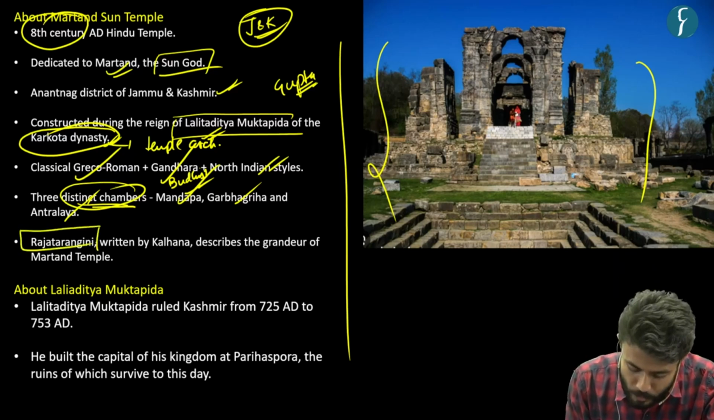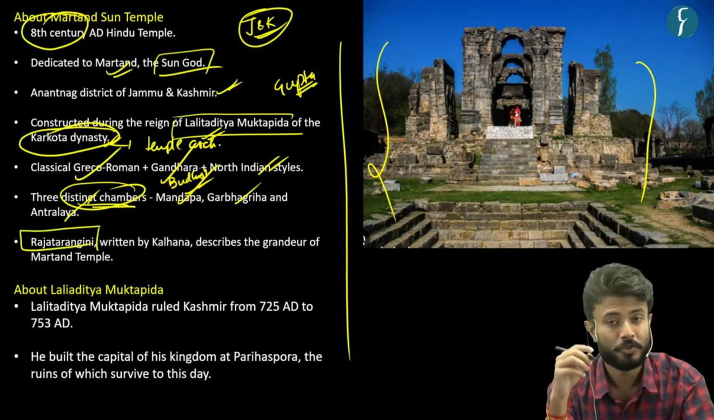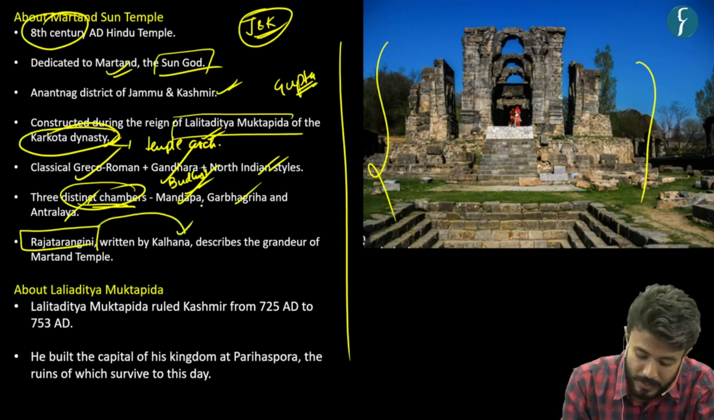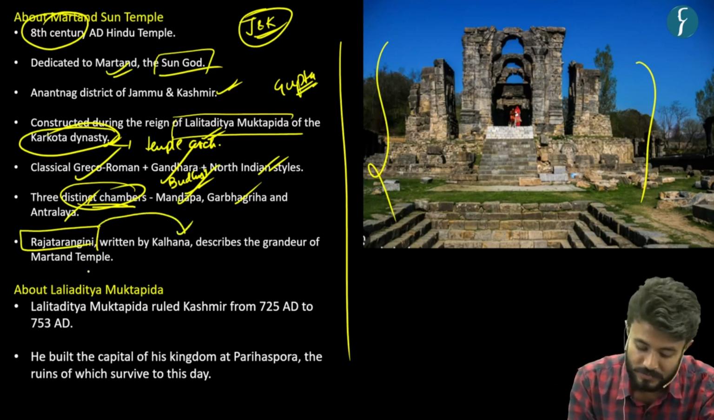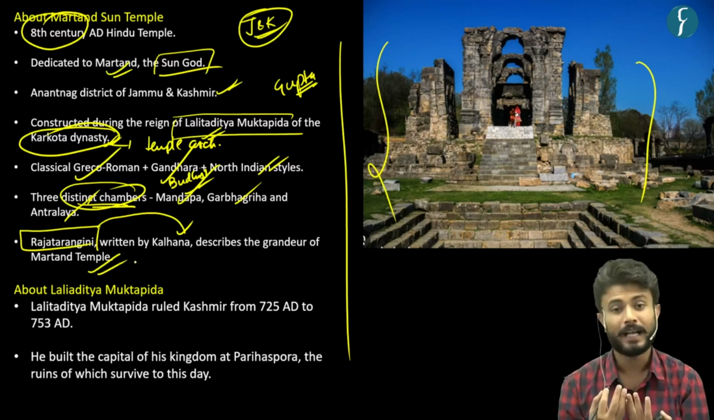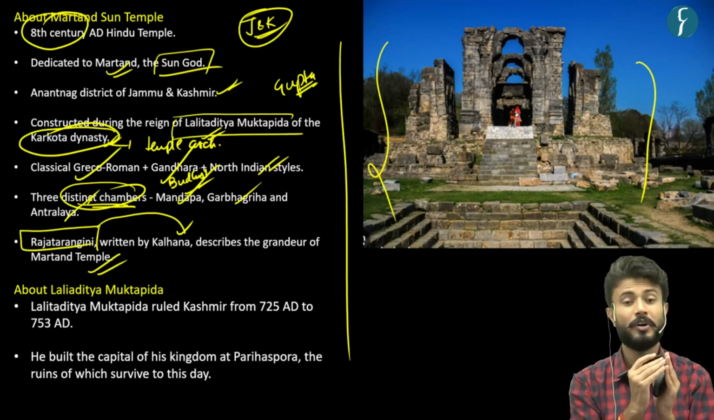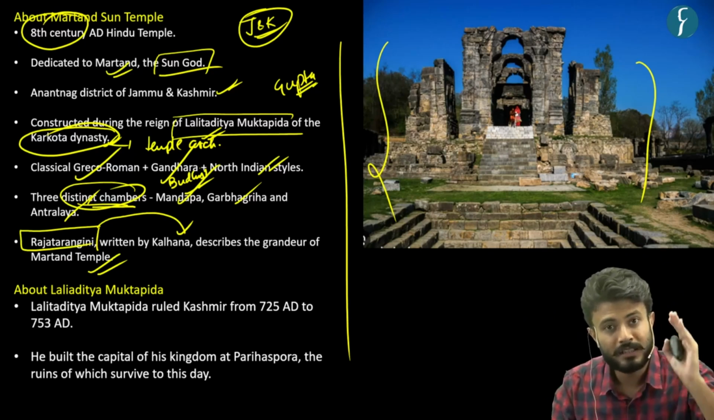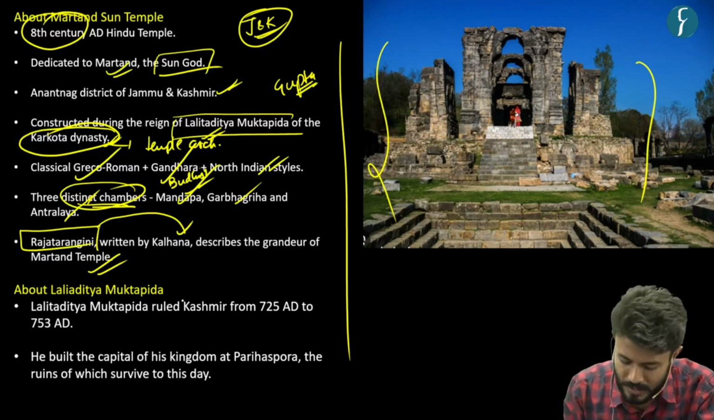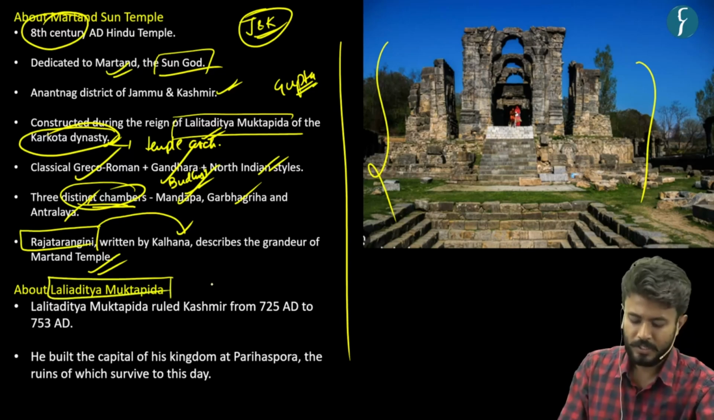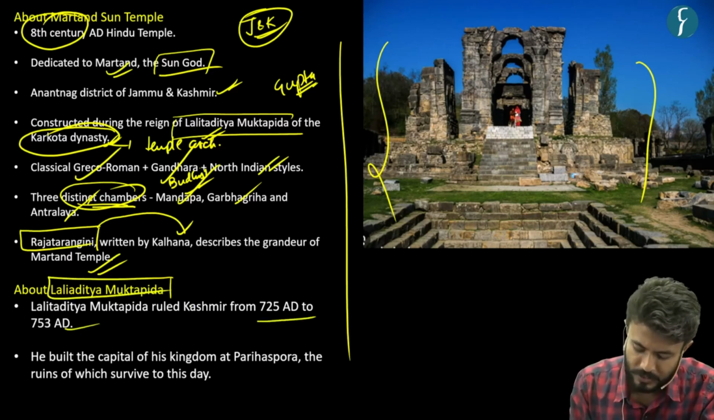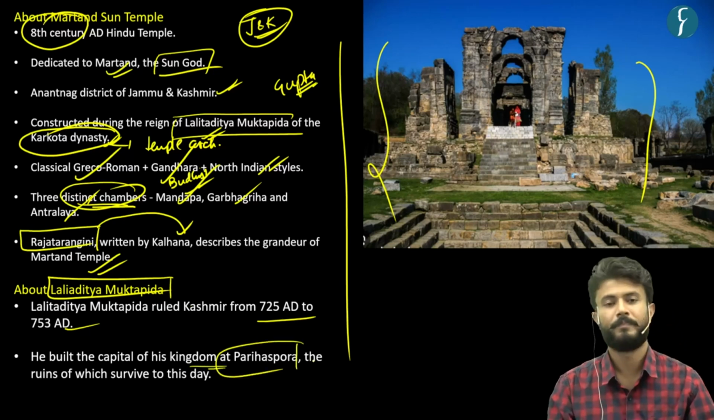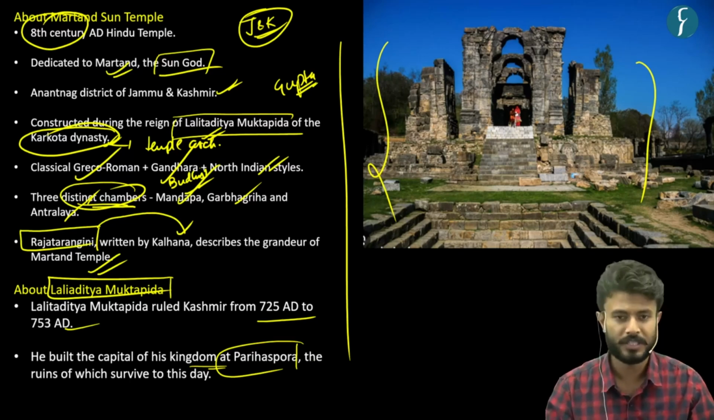Now, an important book, that is Rajatarangini. You must have read about this book in culture. Rajatarangini, written by Kalhana, describes the grandeur of Martand temple. That is why this temple becomes important, because it also has an intersection with a very important book written by a very important writer in that period. Now, this king ruled Kashmir in this particular period, and he built the capital of his kingdom at Parihaspura. So these were certain important facts.